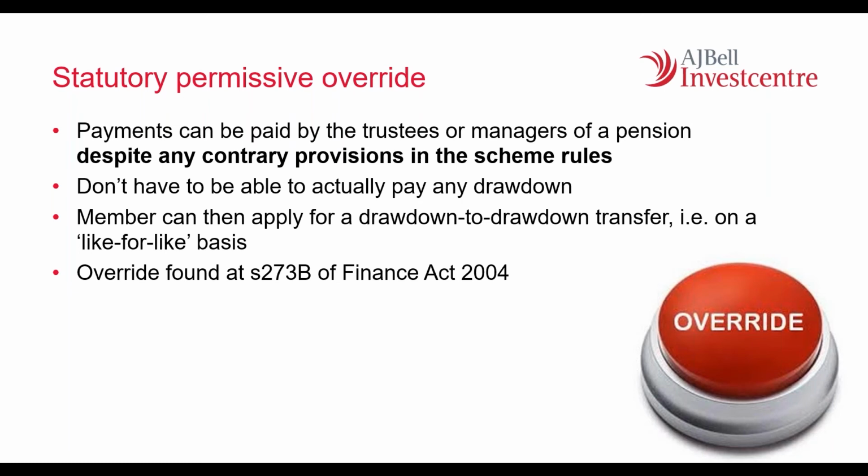All they have to do is basically designate funds to drawdown, and then you can do a like-for-like transfer to a scheme that can actually physically make the payments. And that override is found in Finance Act 2004, section 273B. And there isn't a reason why any defined contribution scheme can't do this, even if the rules say they can't do drawdown, and the systems say they don't have the functionality to do drawdown. If they can, the trustees can be persuaded, which can be the hard part.